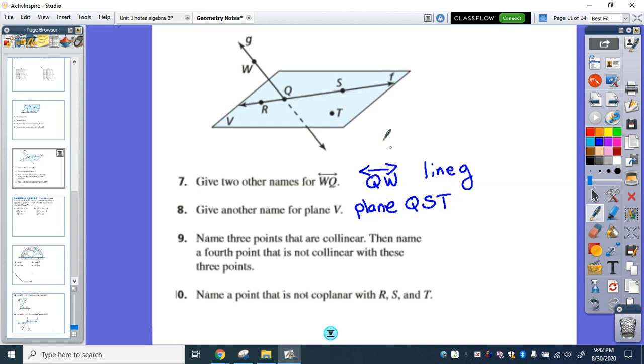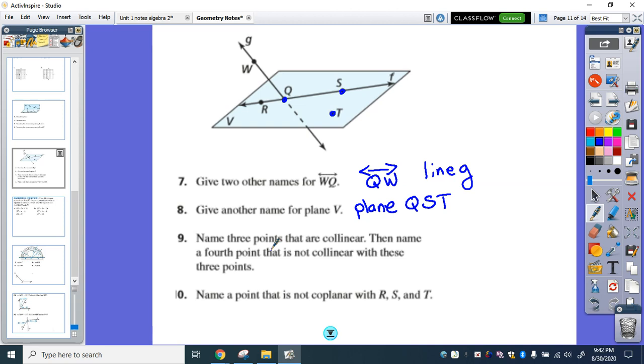Now, QST, I've picked 3 points that are inside this plane that do not go in a straight line. Remember, the 3 we don't want to pick are R, Q, and S. I don't want to use those 3 because those go in a straight line, which means that doesn't tell me the whole plane. So as long as you picked T and any 2 other points out of these 3, then you would have a correct answer for that situation. And they could go in any order they want to.